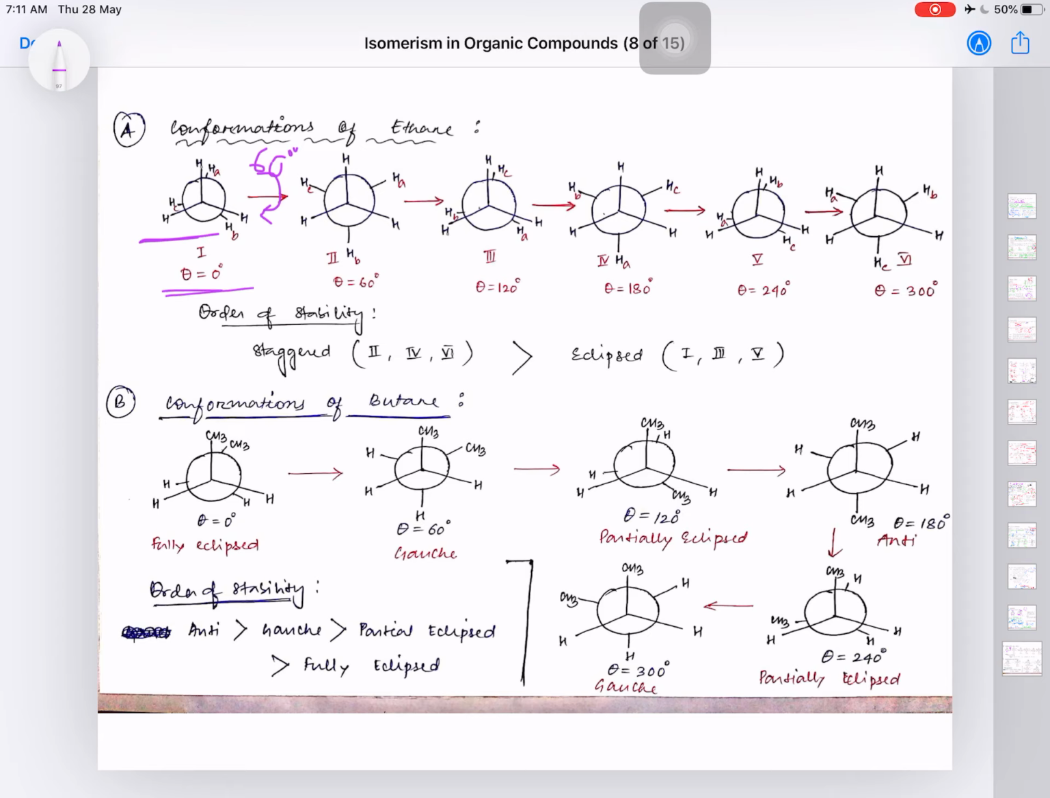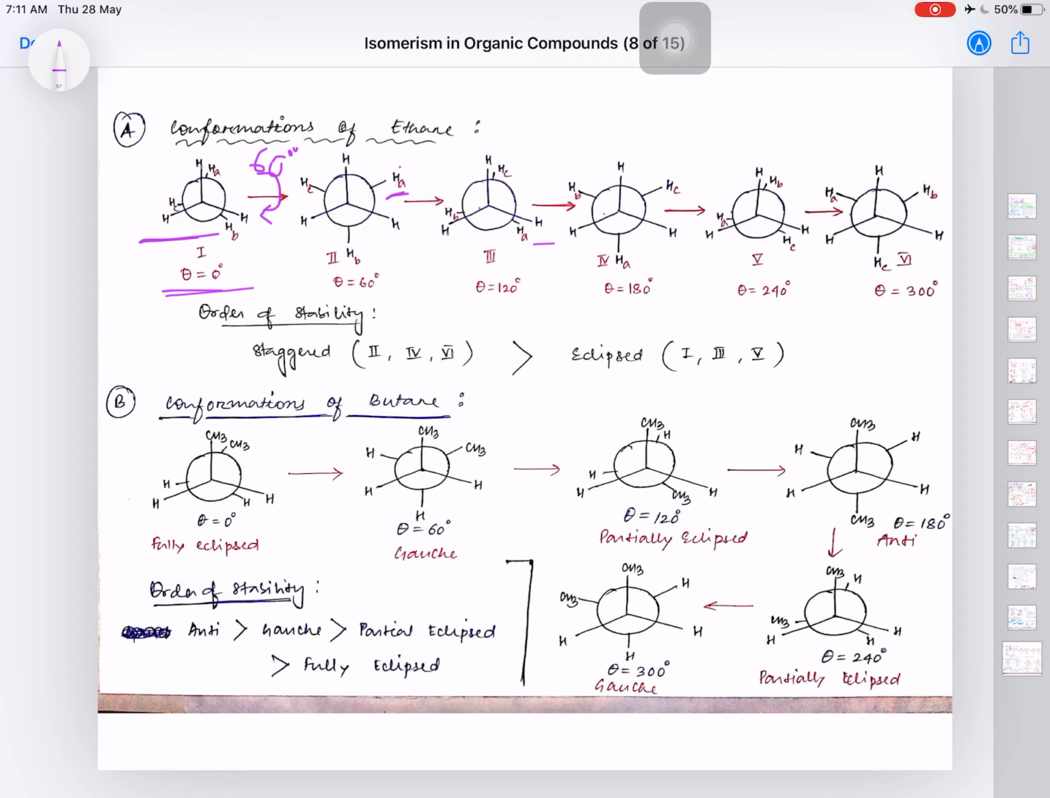We'll start from eclipsed, say 0 degrees. Then if you move 60 degrees, this H-A backside hydrogen will come to this position, and this is called staggered. Then again if you move 60 degrees, this will come to this position. You see that the front hydrogens are fixed, meaning the front carbon is fixed, the backside hydrogens are labeled A, B and C, and we're just rotating them by 60 degrees. After rotation, after 6 structures we'll get the first structure back, meaning 0 degrees and 360 degrees are the same.